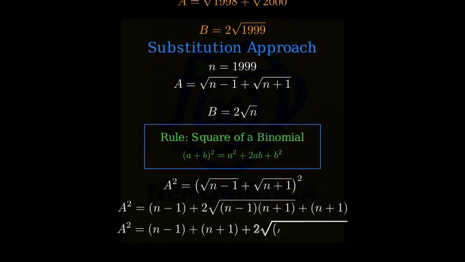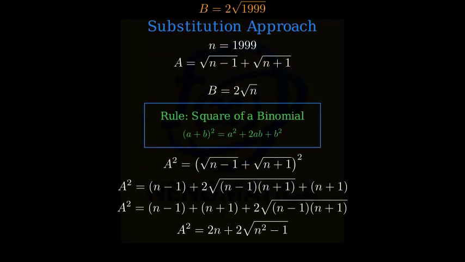The first term is n minus 1. The last term is n plus 1. When we add these, we get 2n. For the middle term, we can simplify what's under the square root. n minus 1 times n plus 1 equals n squared minus 1.